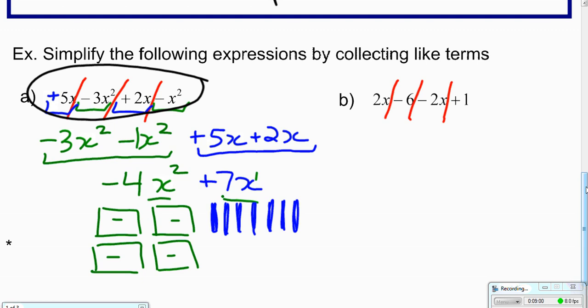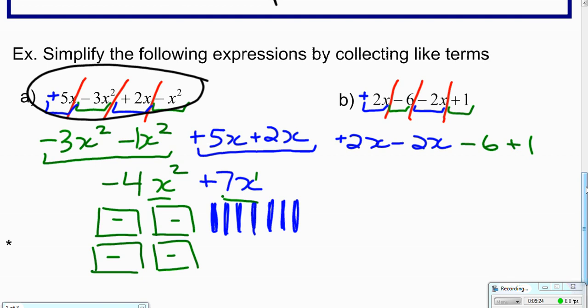So now let's go to B. So again, I'm going to separate my terms, and then look for my highest exponent and work from there. So just the x, those are the highest. So 2x, and it's a positive because there's no sign, so it's positive 2x, and then negative 2x. And then negative 6, and positive 1.